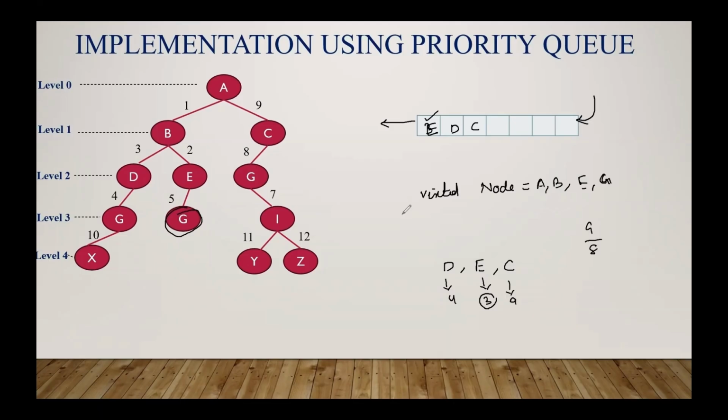So that is the total path cost. Now what is the path? The path is A to B, B to E, E to G. And the path cost is 1 plus 2 plus 5, that is 8.